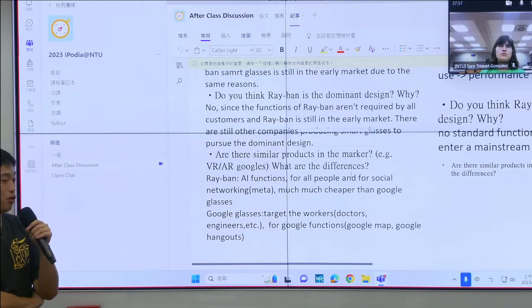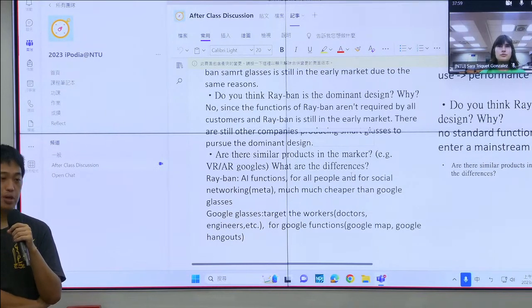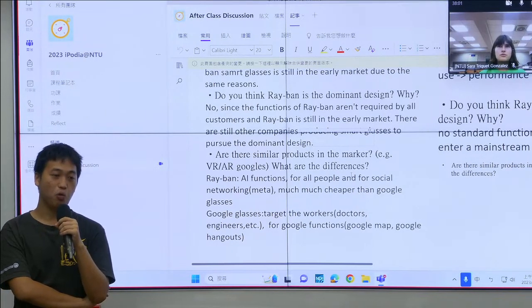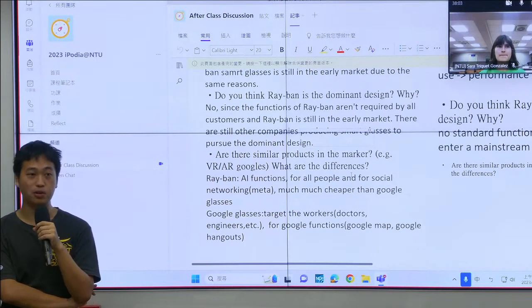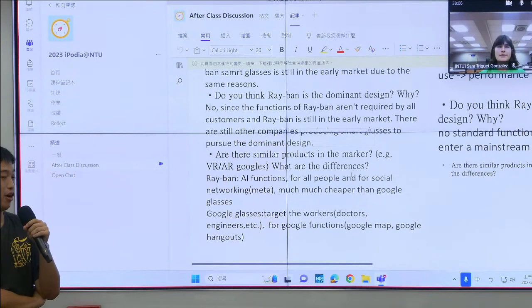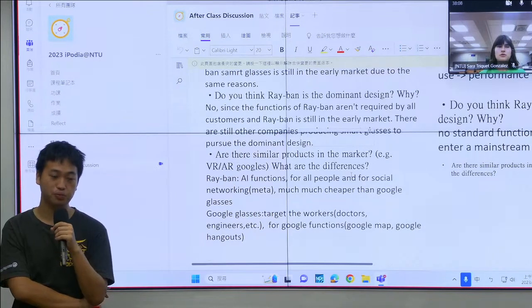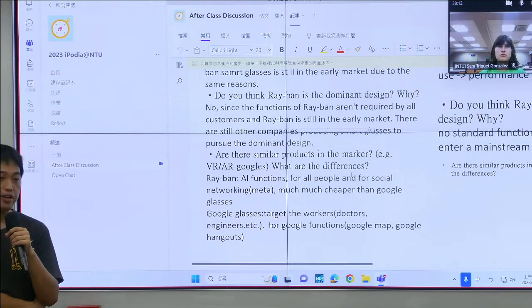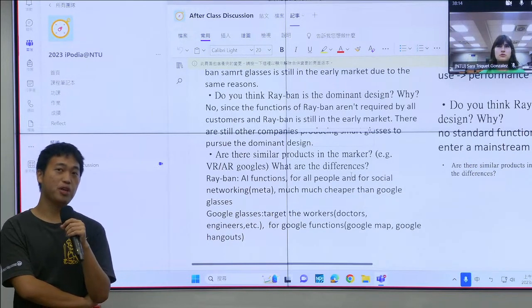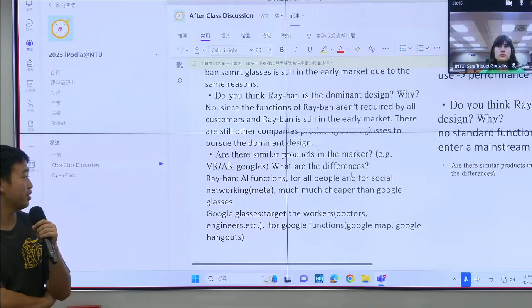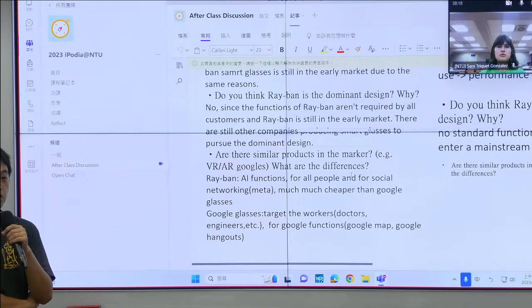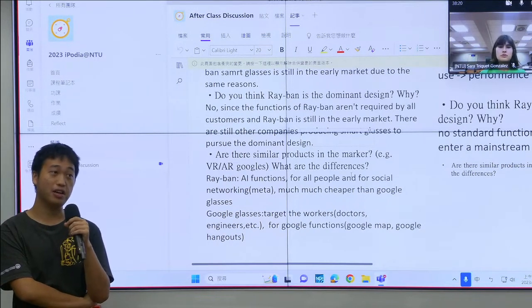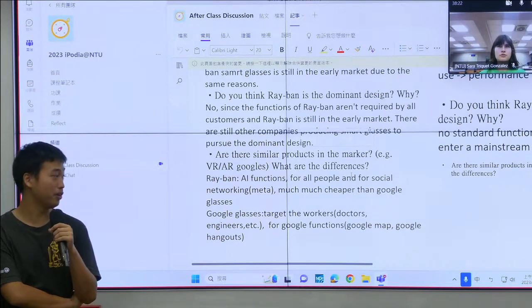Google Glasses are more likely to target people with work requirements, like doctors or engineers. When they are working, they can use Google Glasses to provide support for their work. Ray-Bans, on the other hand, are more for people that want to connect with others, because they have some social media apps like Instagram or Facebook built in.